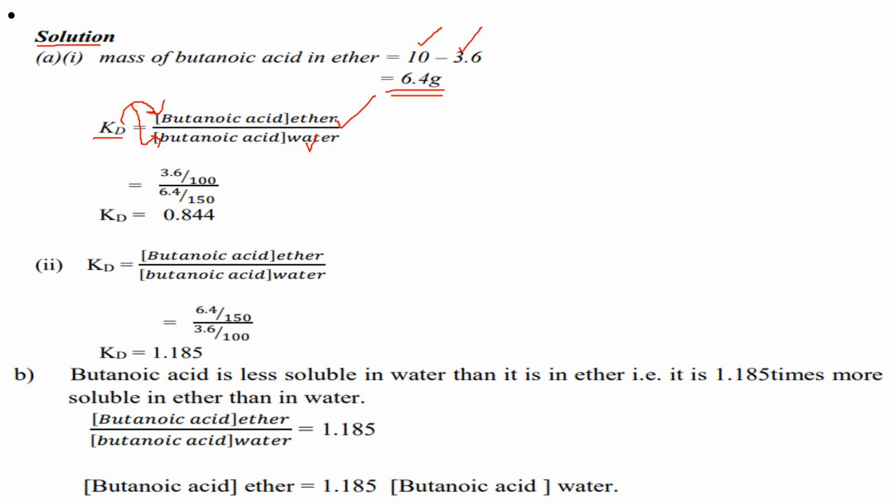So KD, you write one step here to show simplification of both the numerator and the denominator, and then you put them in the calculator at once so that you can come up with the final answer as 0.844. So pay attention to that.